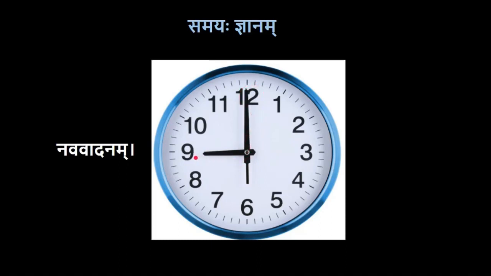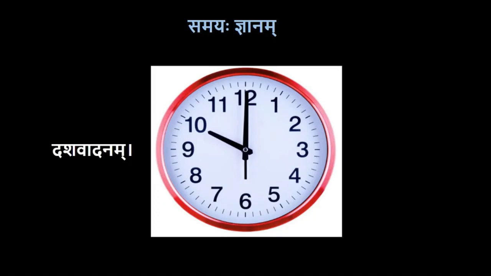Hora on Nava, and Nimeshaha is on Dvadashan, meaning 12. So we can say Navvadanam, 9 o'clock. Dashvadanam. Dash, as we know, is 10, and the hour hand, or the Hora, is on Dash. The minute hand, or the Nimeshaha, is on 12, Dvadashan. So we can say Dashvadanam in Sanskrit, 10 o'clock.